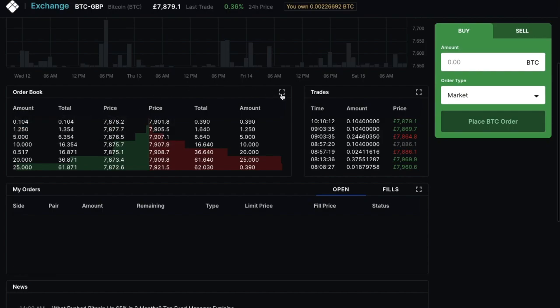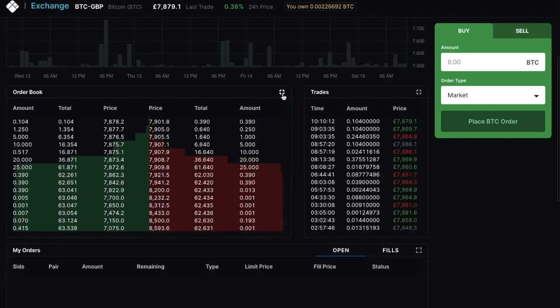You can also expand this order book by clicking on the button in the top right hand corner here. And now you can see that you get a visual representation of the orders in form of a depth chart here in green and red.